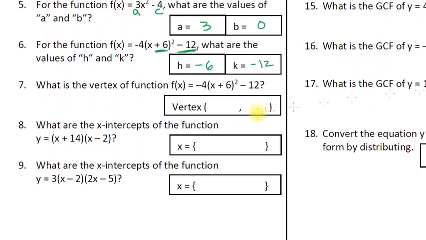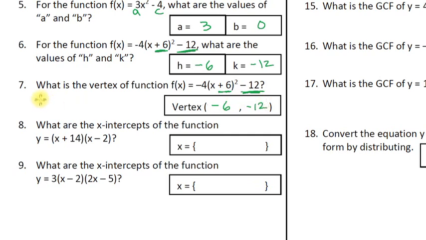Question number 7: what is the vertex of the function f of x equals negative 4 times x plus 6 squared minus 12? Oh, that's actually the exact same function as number 6. And since this is vertex form, and we know h is the x value of our vertex, and negative 12 is our y value. So since h is negative 6, that will be the x value of our vertex. The k value is negative 12.